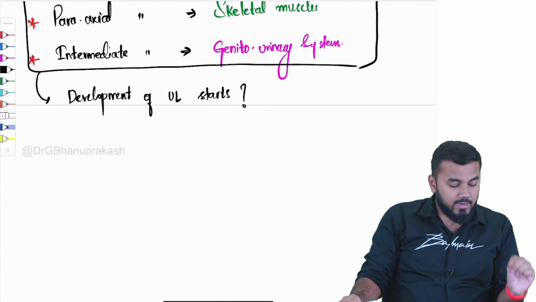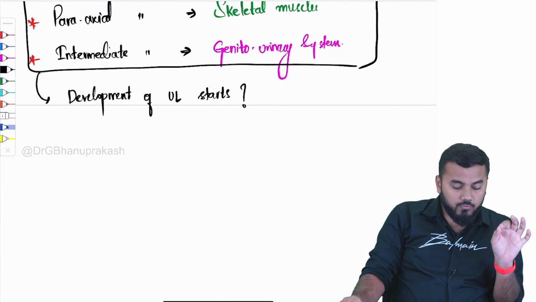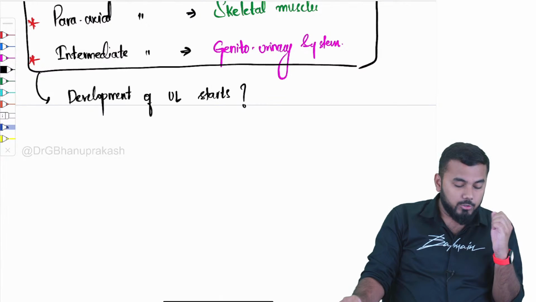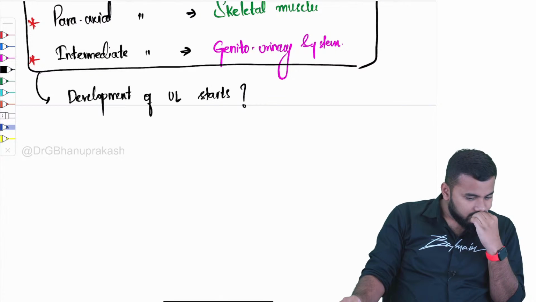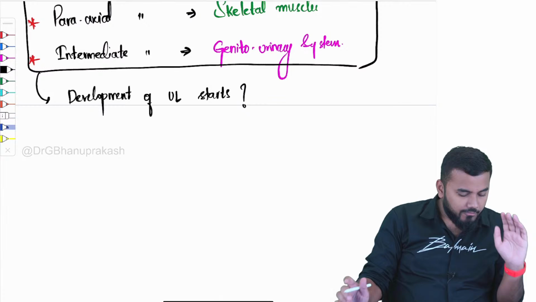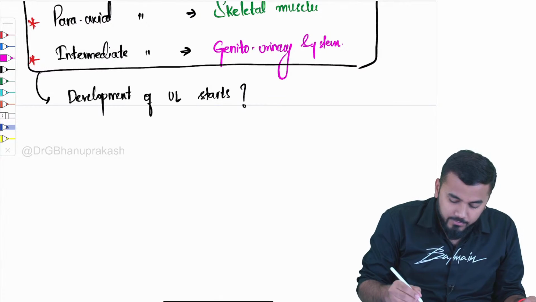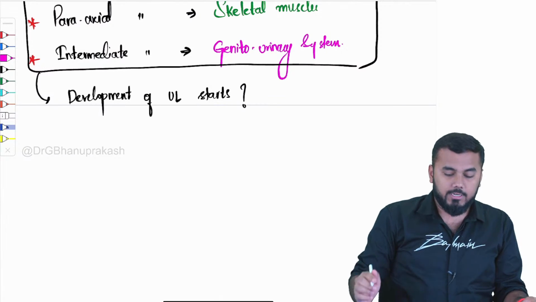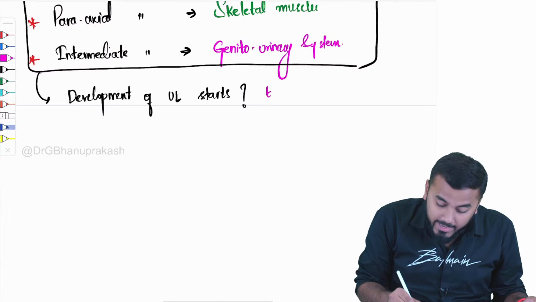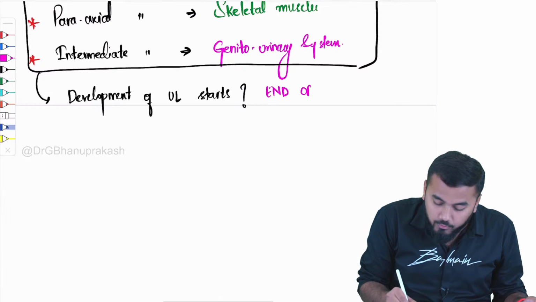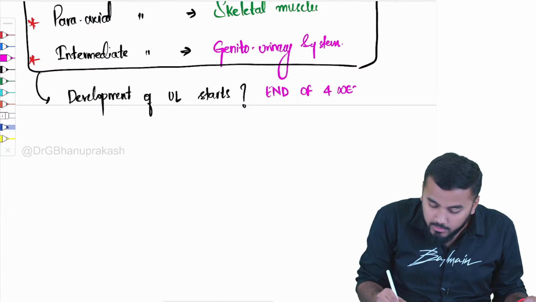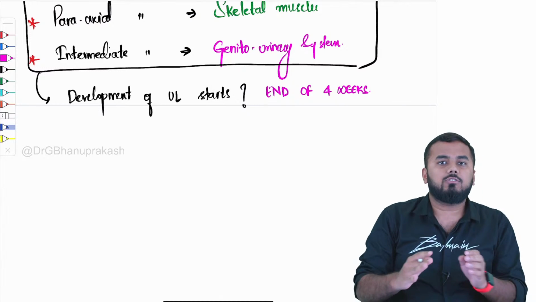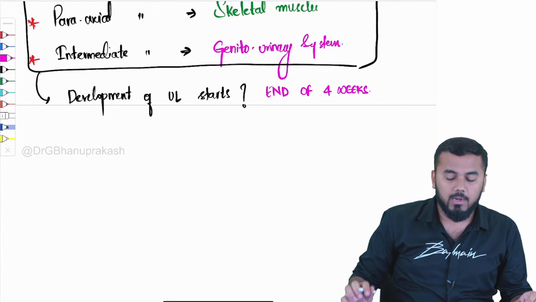Does anyone have any idea at which week of gestation the upper limb usually develops? Fine, no worries at all. It basically develops from the end of 4 weeks. At the end of 4 weeks or the beginning of the 5th week, the upper limb development starts.